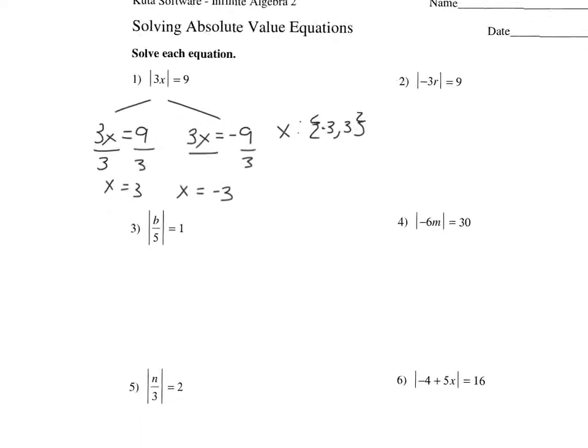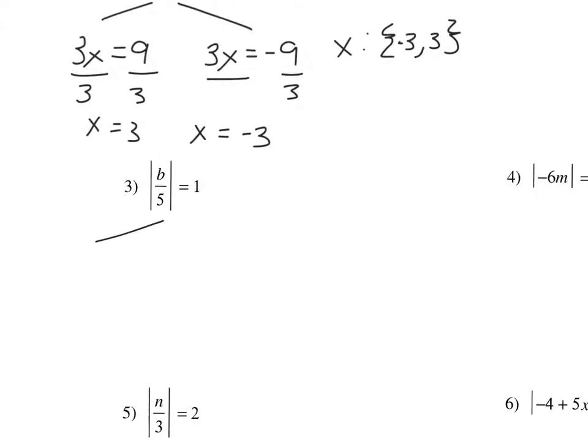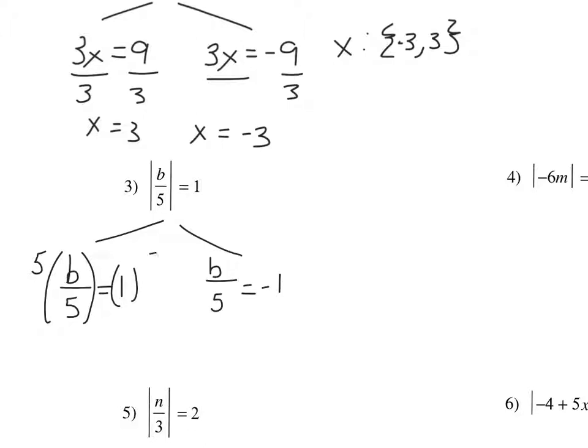Alright, let's move on to number 3. Again, absolute value bars by themselves, so we could just immediately split it. We get b over 5 equals 1, and then we get b over 5 equals negative 1. b over 5 means b divided by 5. So if we're doing inverse operations to solve this equation, we'd have to multiply both sides by 5. And we'd do that on both equations.